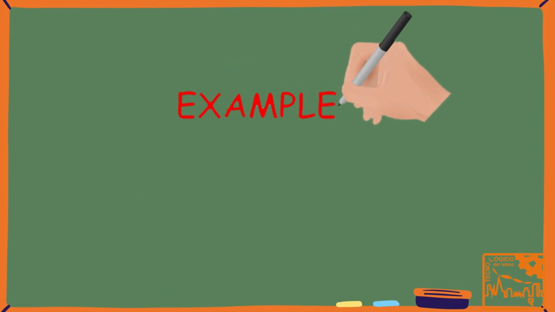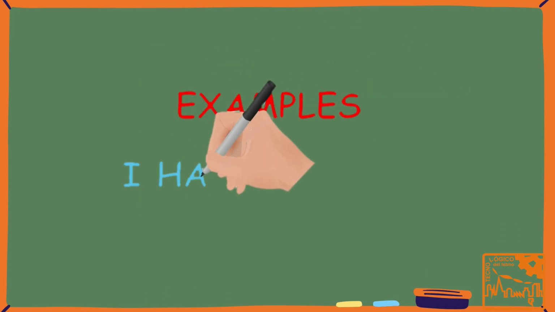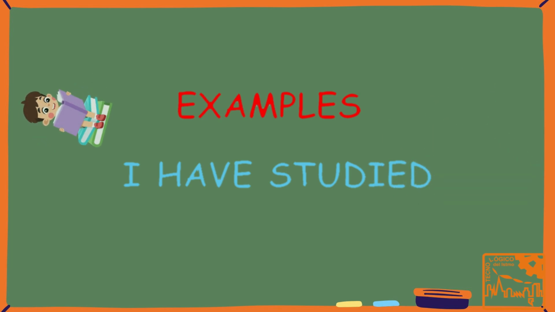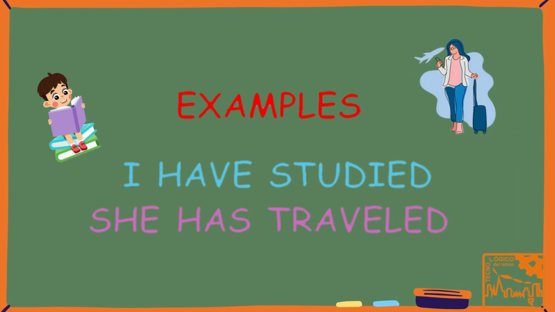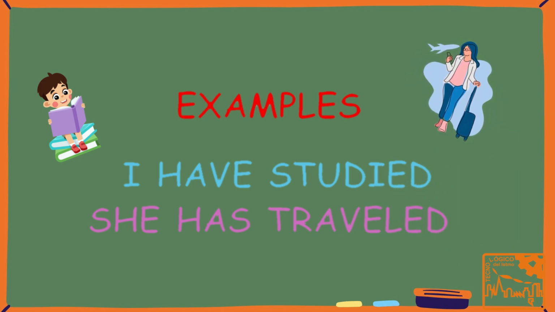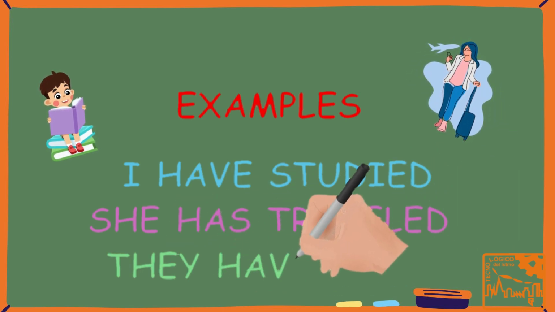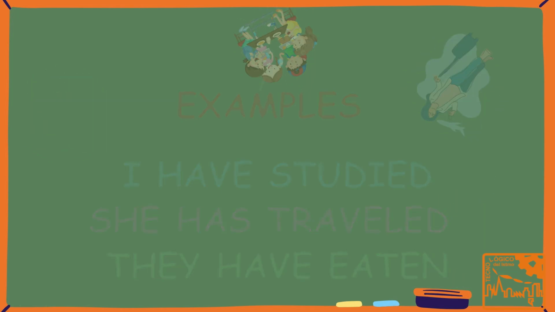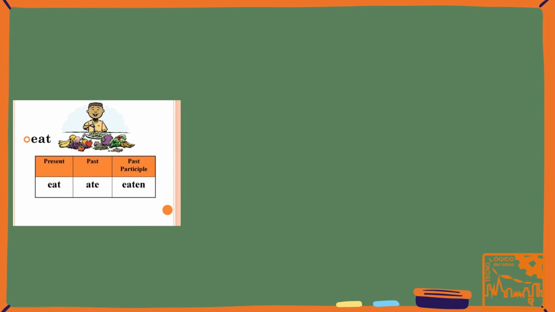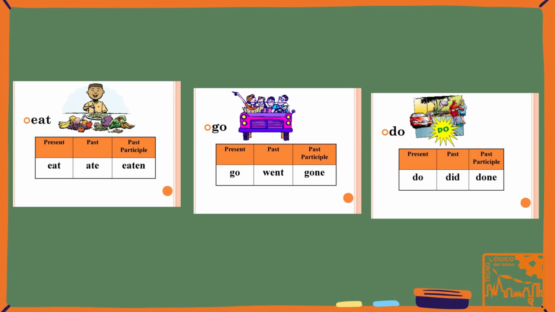Here are some examples. I have studied. She has traveled. They have eaten. The past participle is the third form of the verb, like eaten, gone, done, or played.